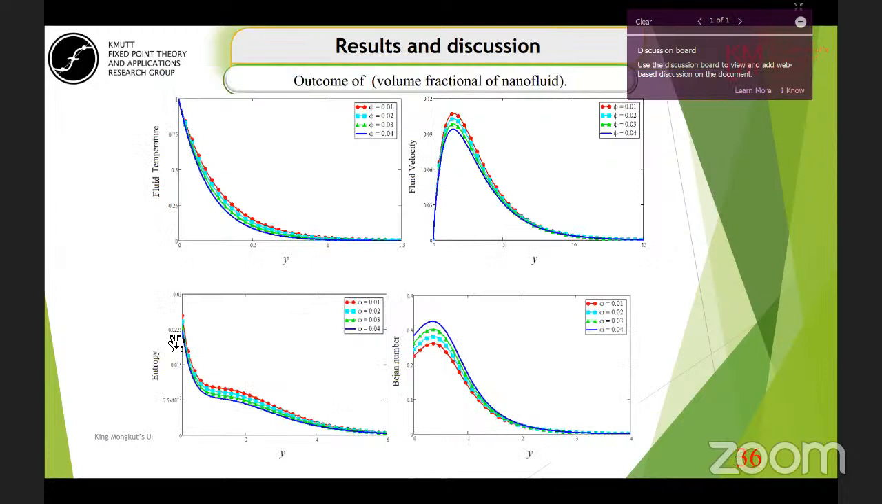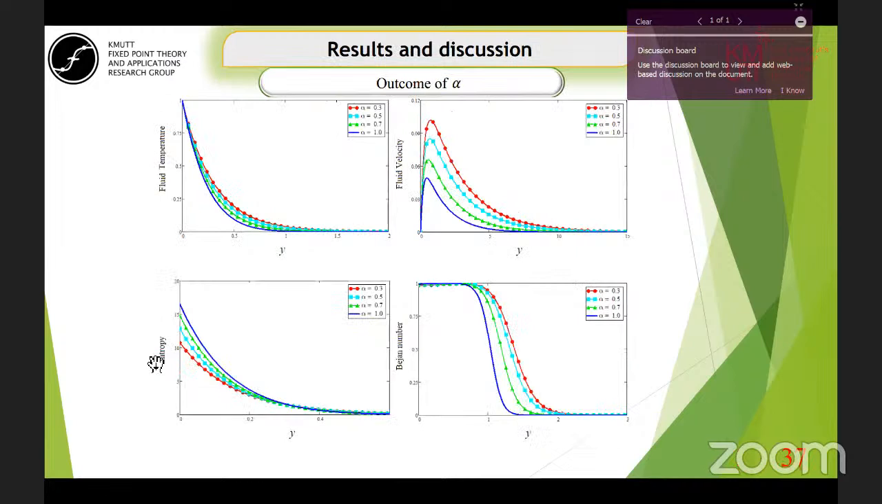This is the volume fraction of nanofluid. When we increase the volume fraction of nanoparticles, it retards the fluid velocity. As a result, the entropy is decreasing while the Bejan number is increasing. This is the effect of the fractional parameter alpha on the temperature profile, velocity profile, entropy, and Bejan number. We can see that by taking different values of the fractional parameter alpha, we can get different solutions for fluid temperature, fluid velocity, entropy, and Bejan number. It means that the variation of the fractional parameter alpha generalizes the concept of fluid temperature, fluid velocity, entropy, and Bejan number.